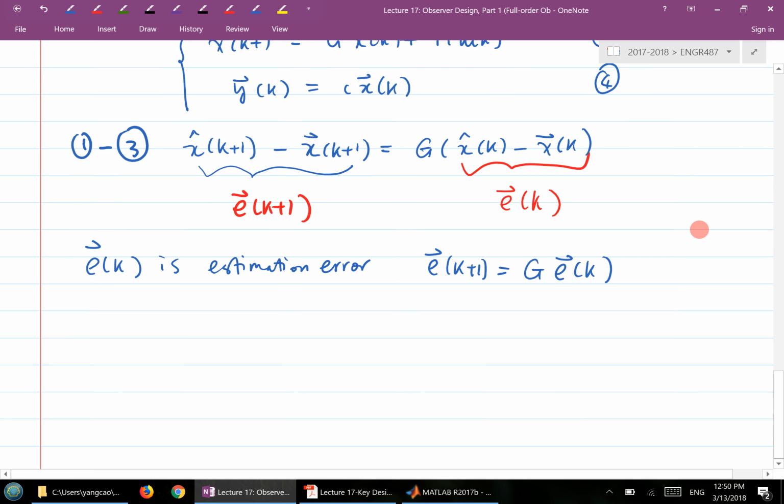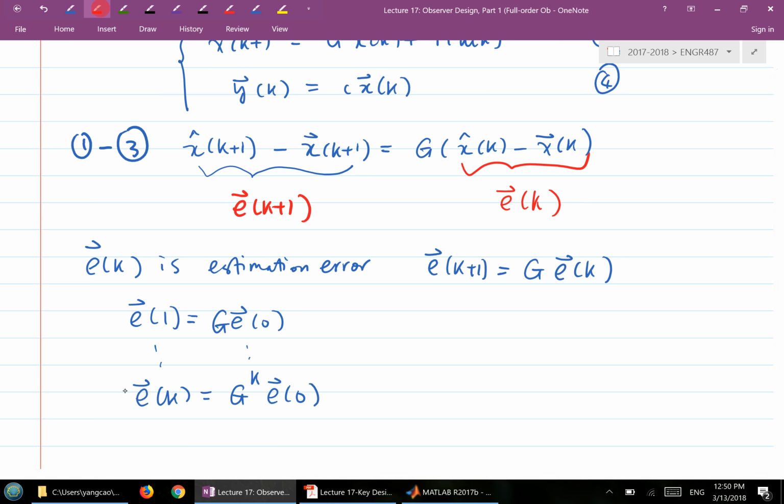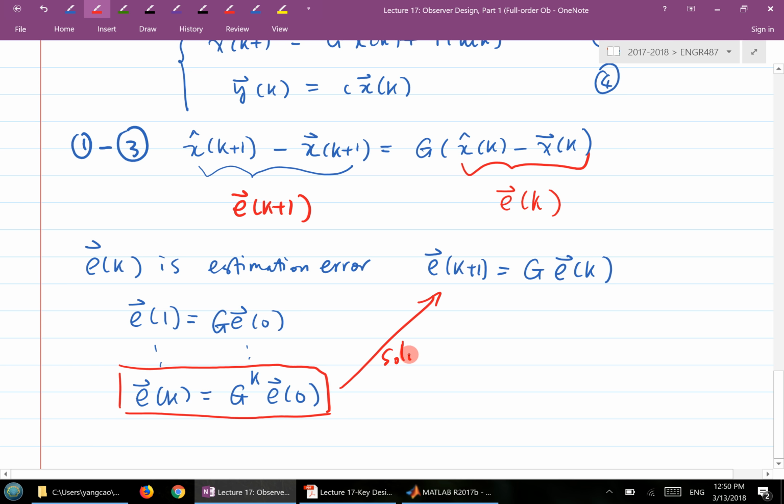I think we have actually seen similar stuff here. If I do an iterative step, starting from the initial value of e of 0, you get this one here. If you keep going, you get e of k equal to g to the power of k times e of 0. That's the solution for this difference equation.